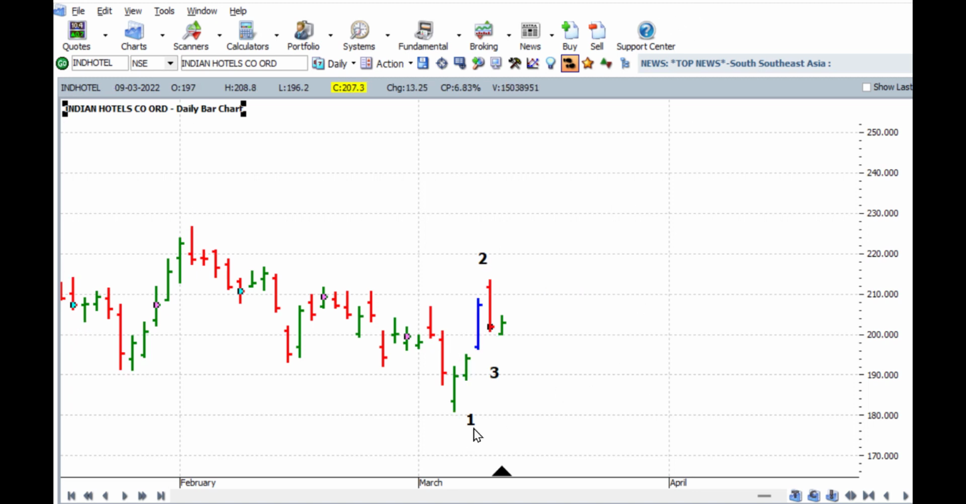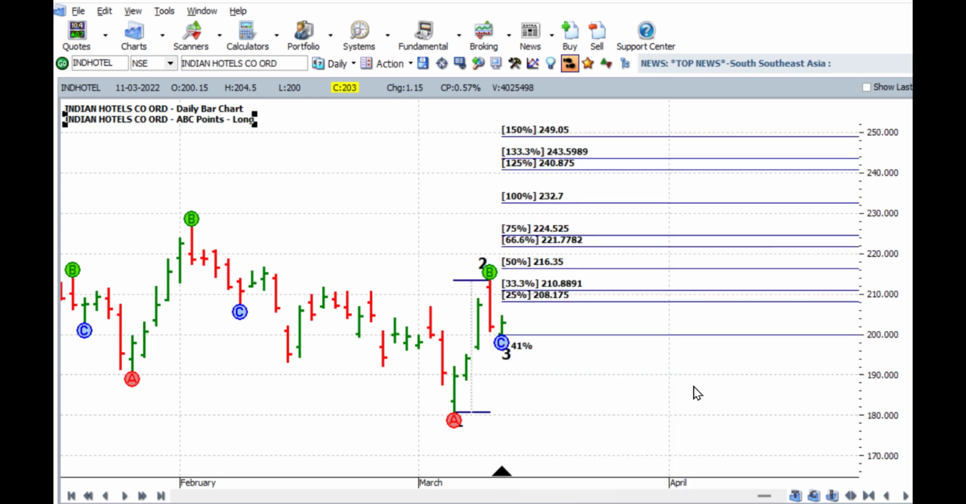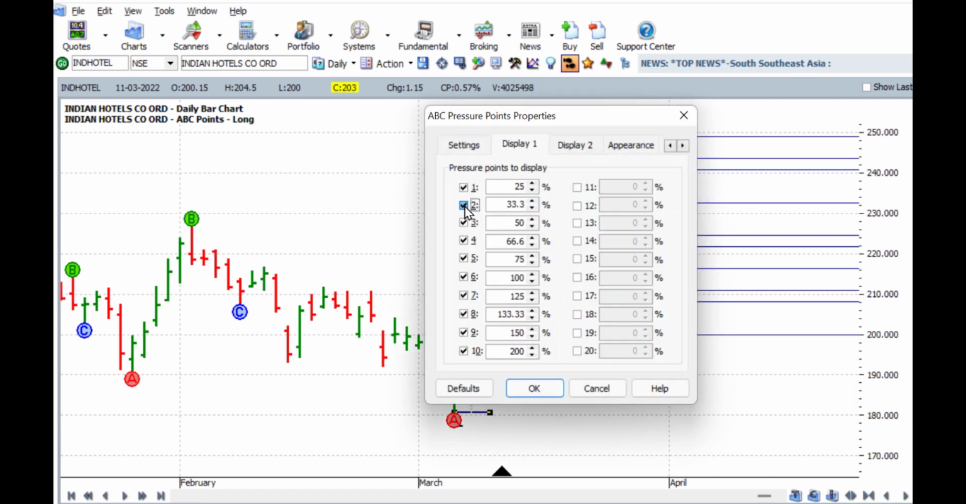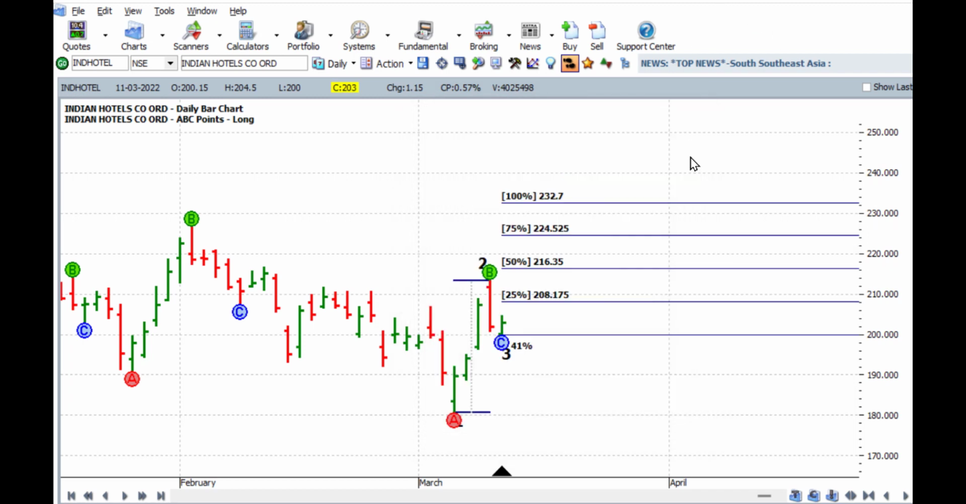Now here, as you can see, this is point 1, this is point 3, and this is point 2. I'm going to draw the ABC pressure points on this and see how this went, using the systems identification process. Here I click it and do the ABC points. I'm also going to modify it to show only the relevant points. Here you can see I have drawn the sections of the trade.